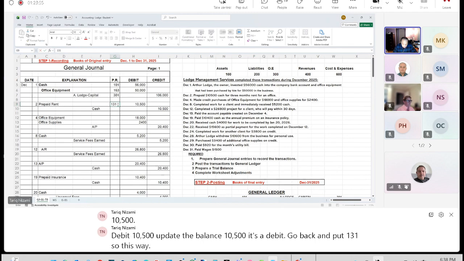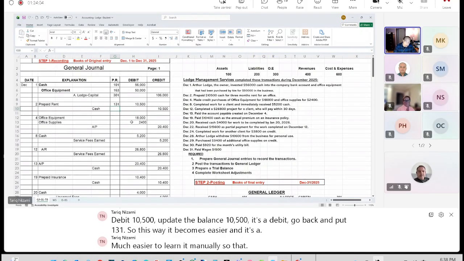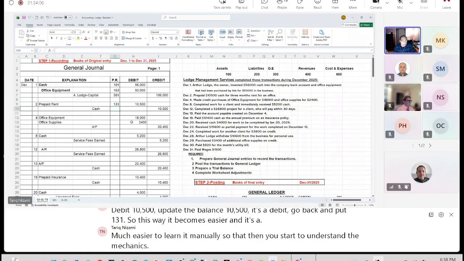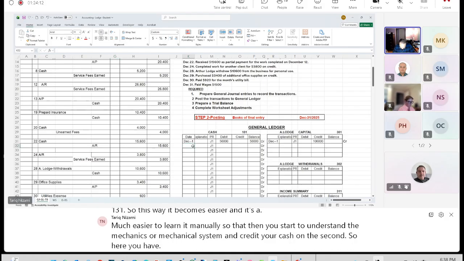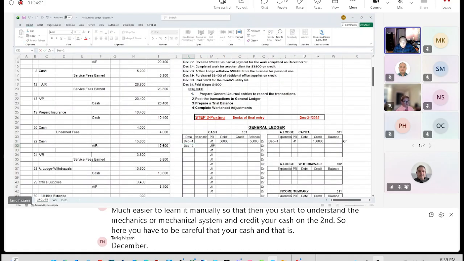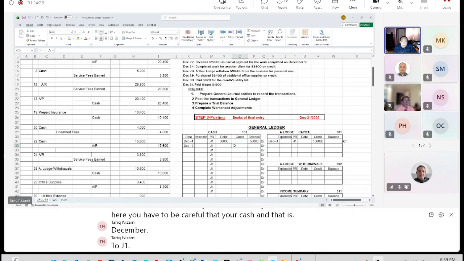So this way it becomes easier, and it's much easier to learn it manually, so that you start to understand the mechanics or mechanical system, and credit your cash on the 2nd. So here you have to be careful. Your cash, and that is December 2, J1, and credit by 10,500.